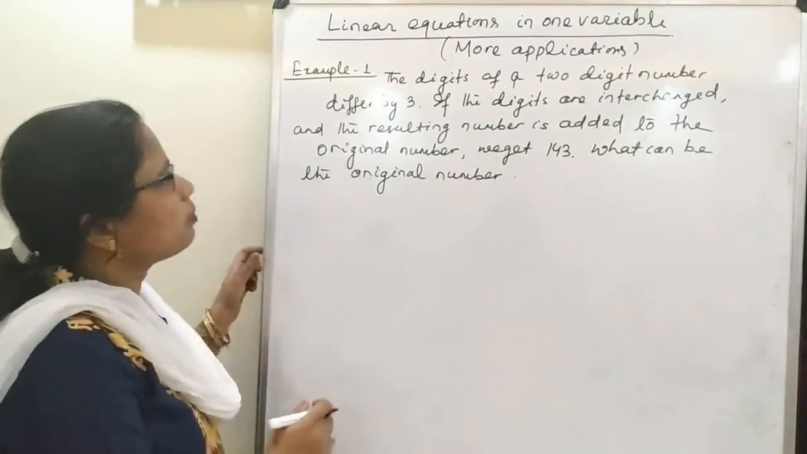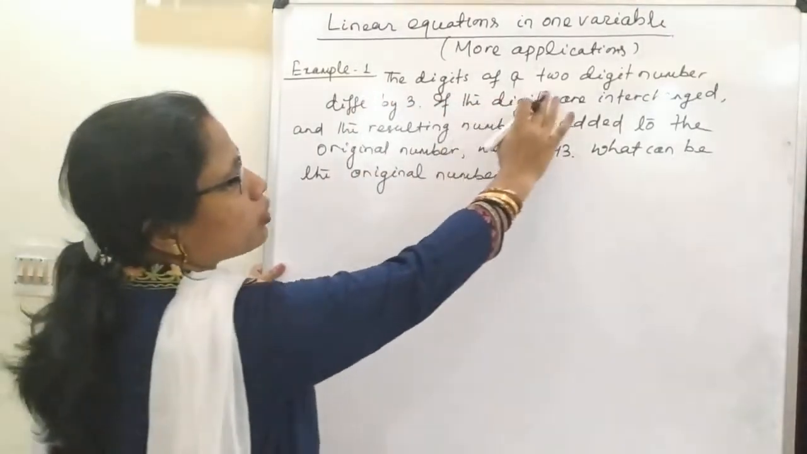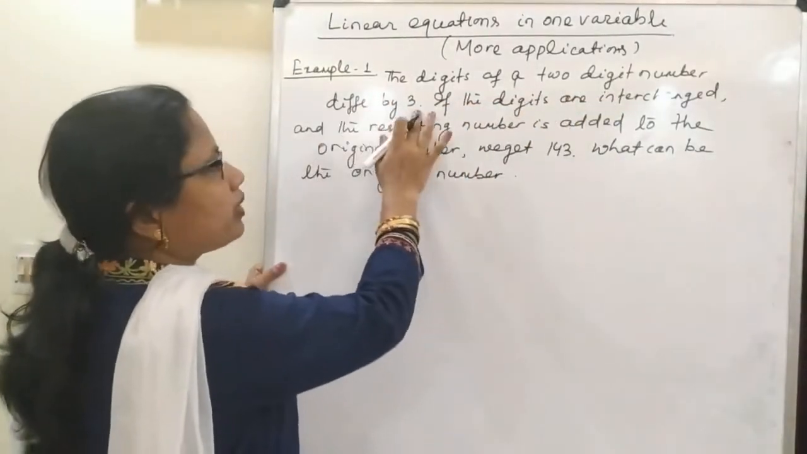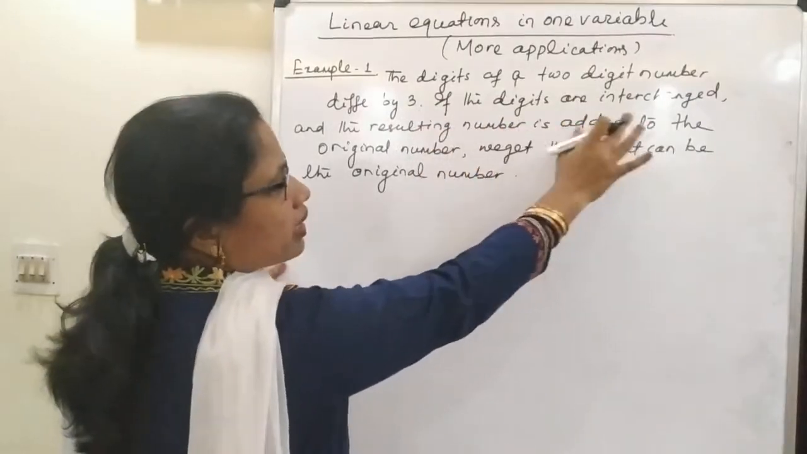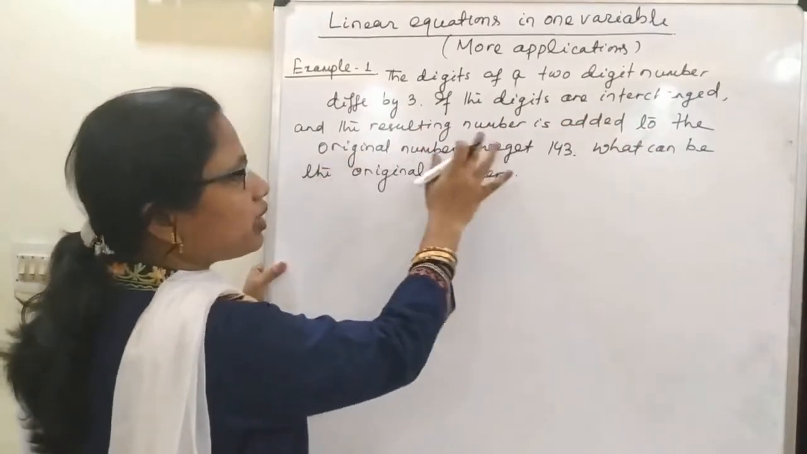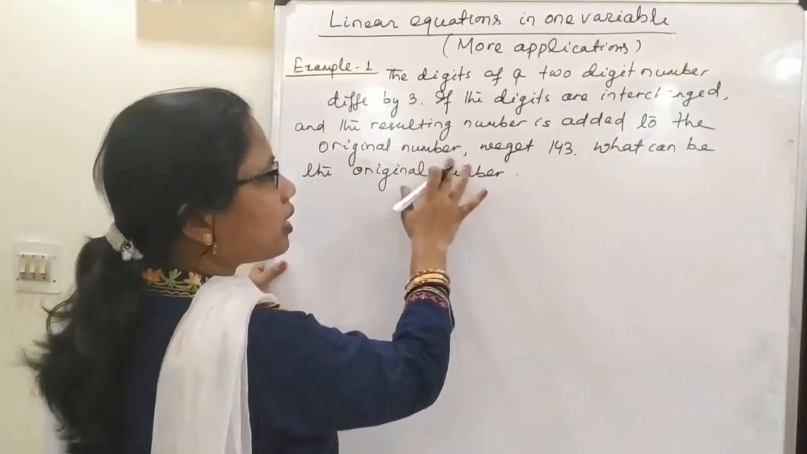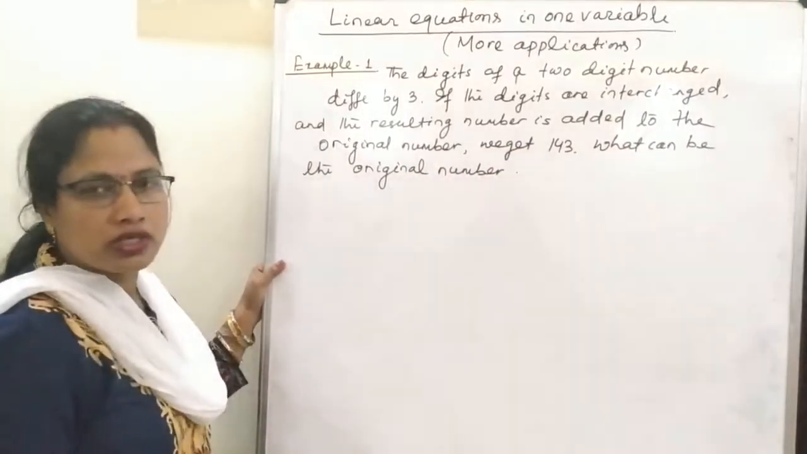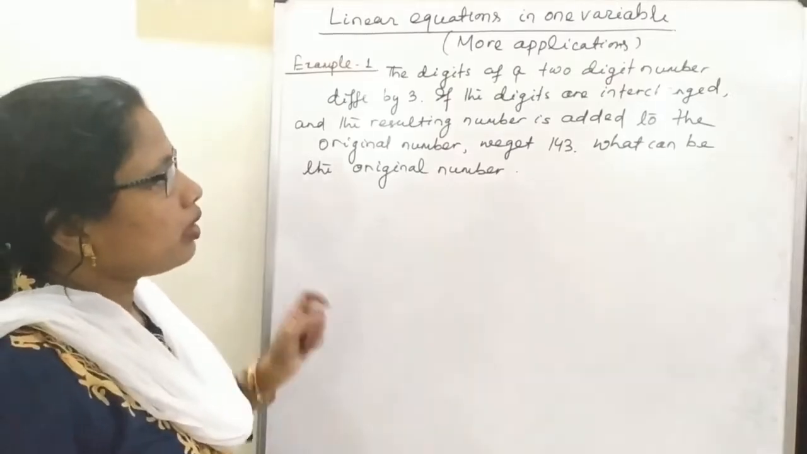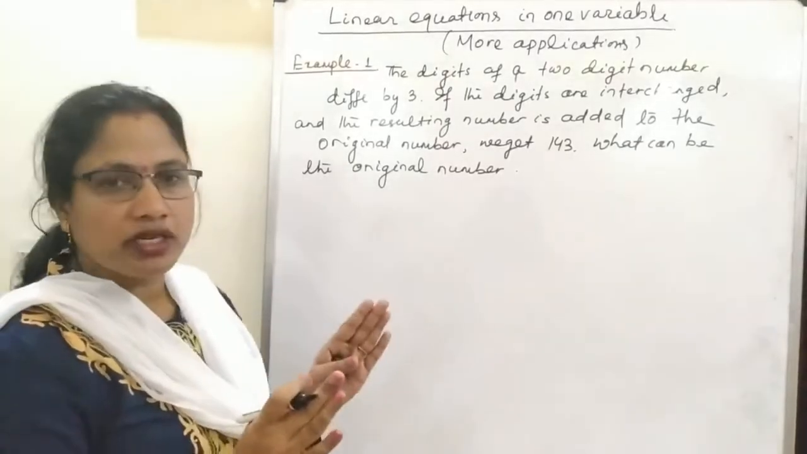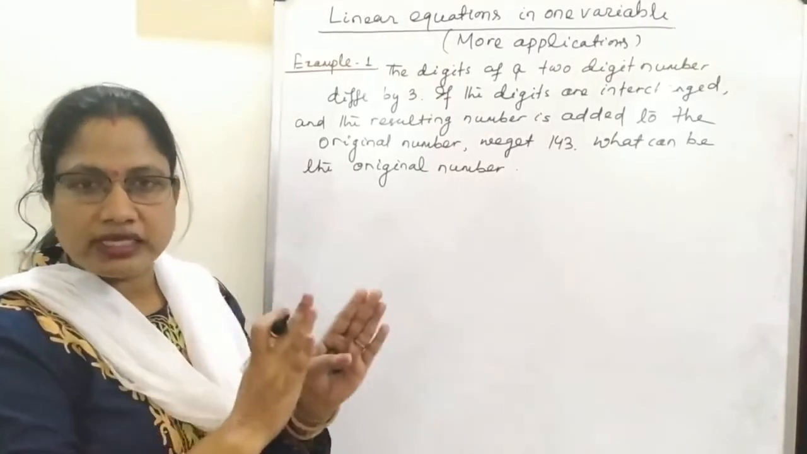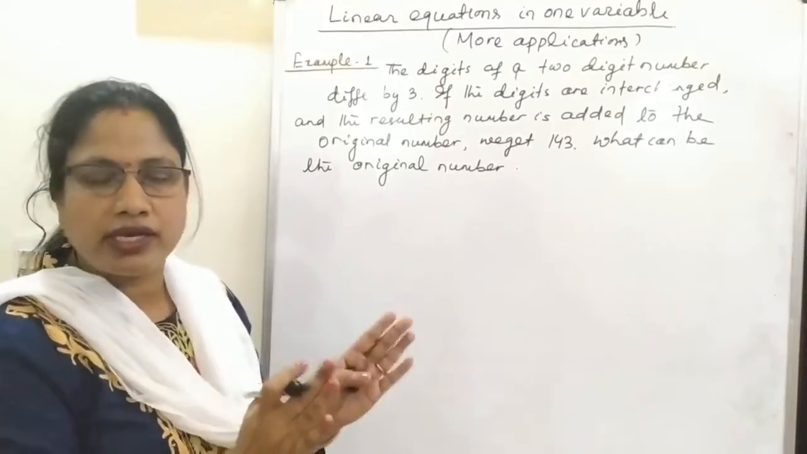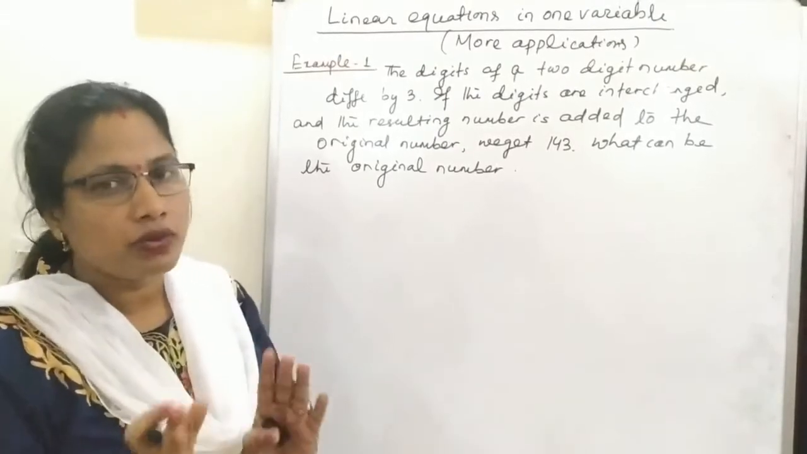So the first example is: the digits of a two-digit number differ by 3. If the digits are interchanged and the resulting number is added to the original number, we get 143. Then what can be the original number? As we all know, a two-digit number has 2 digits. One is in the tens place and one is in the ones place.